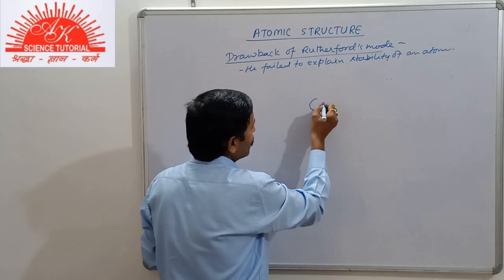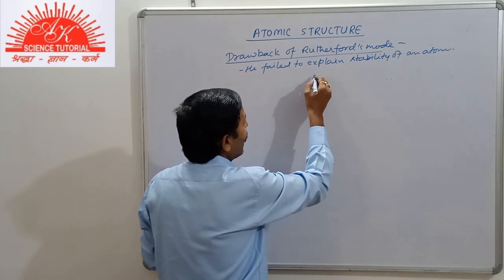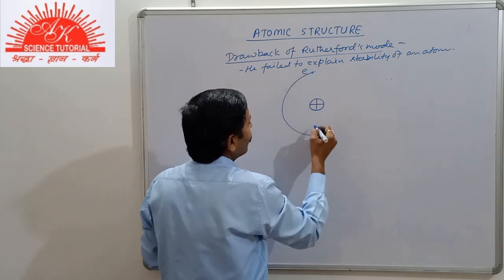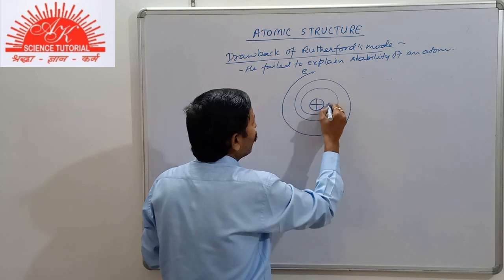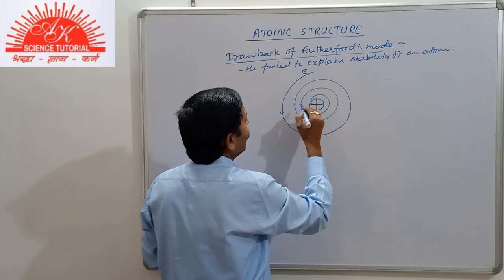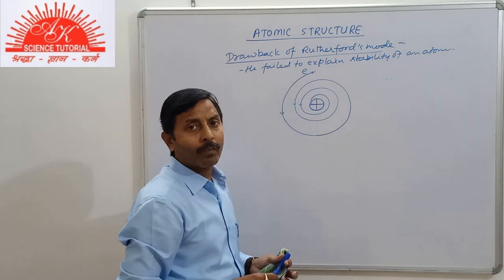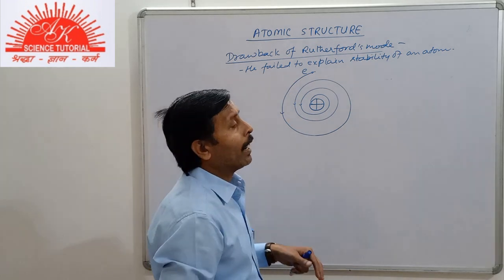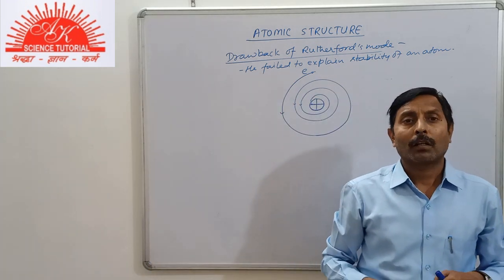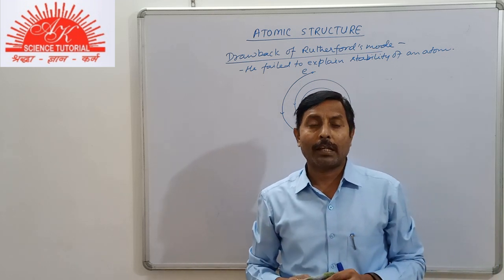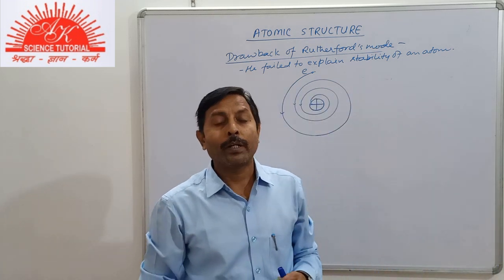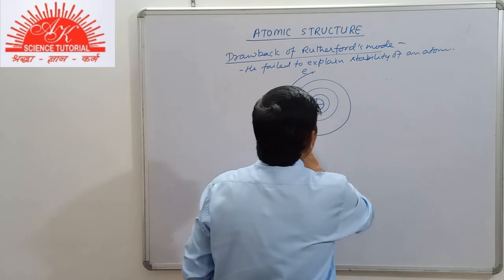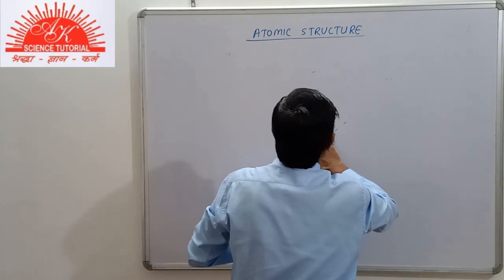Like we have seen, suppose in the center there is a positive nucleus, and if an electron is revolving in the orbit, then by taking a spiral path, it will fall into the nucleus, and hence the atom will collapse. But the atom is stable. Then this drawback was solved by another scientist. It was Niels Bohr, who explained the stability of an atom by putting forward some concepts of his own.